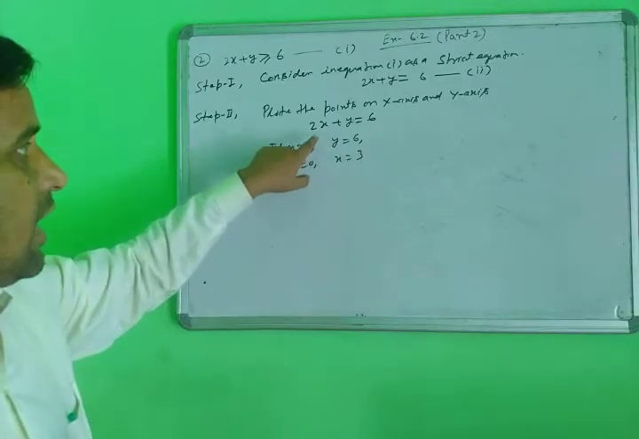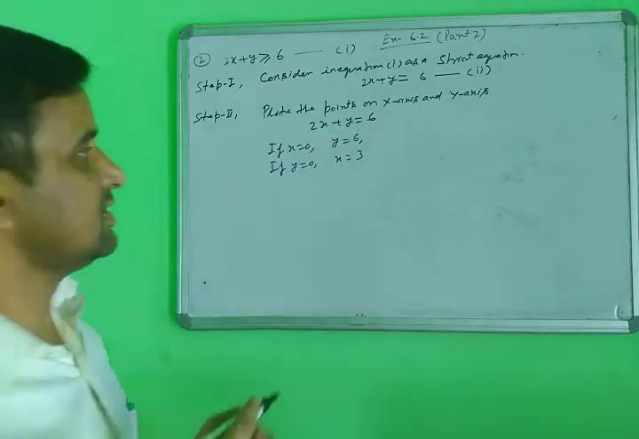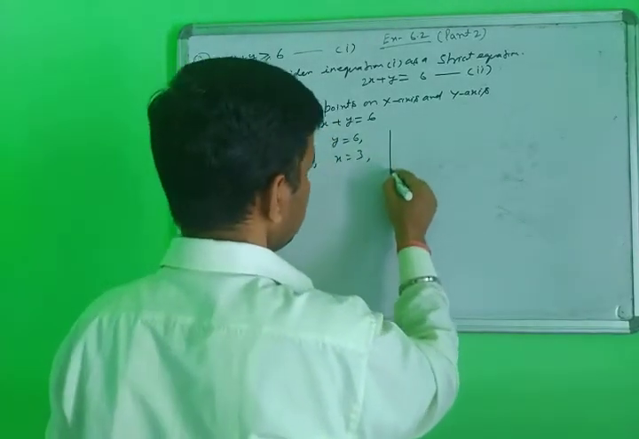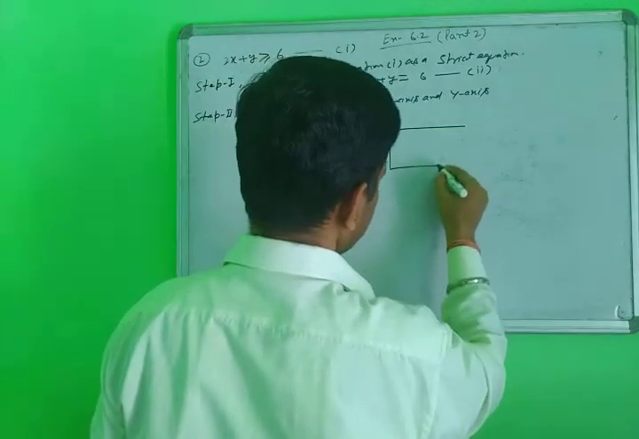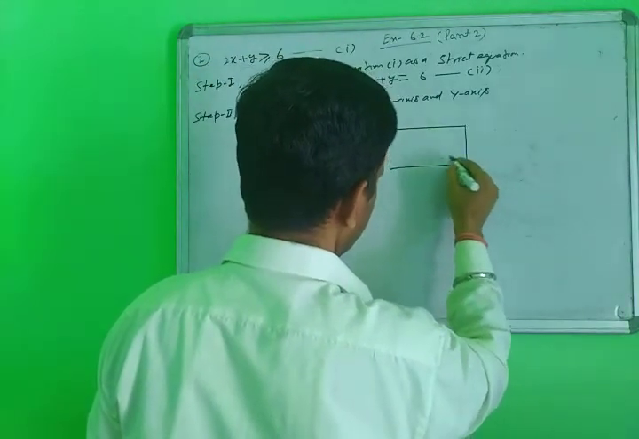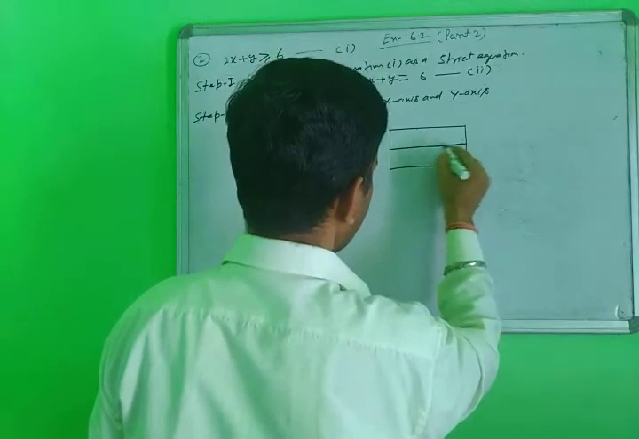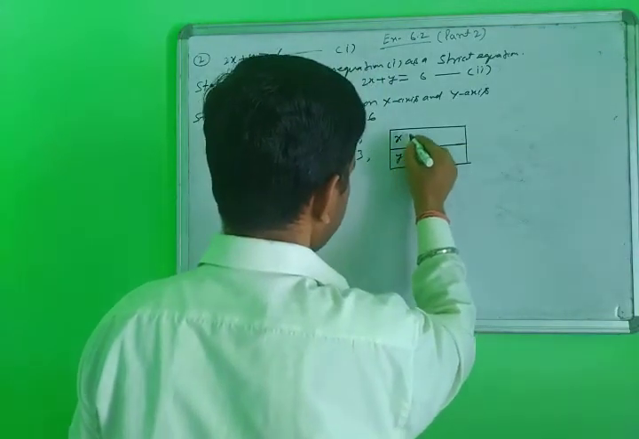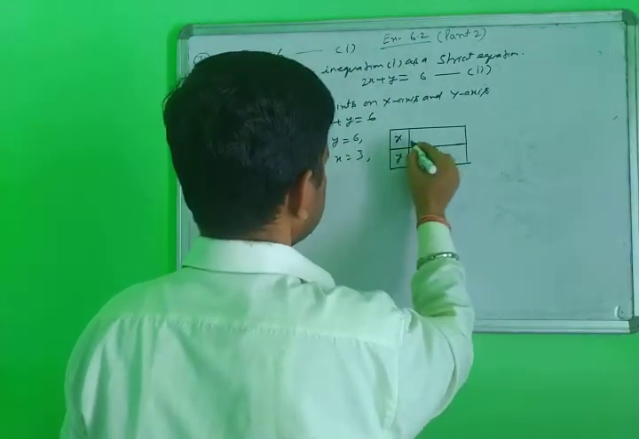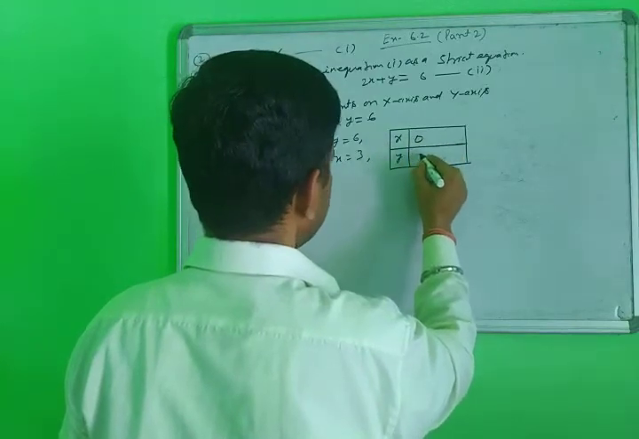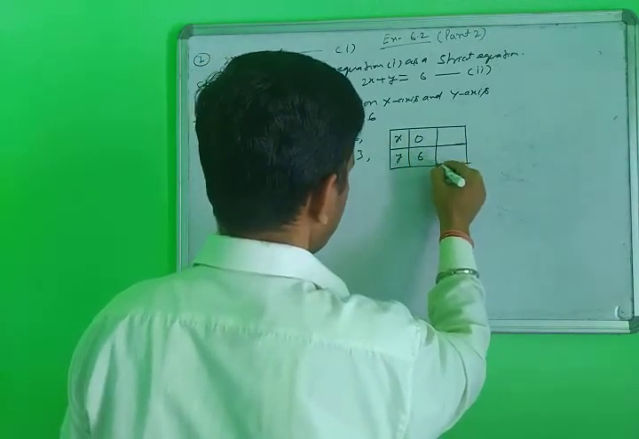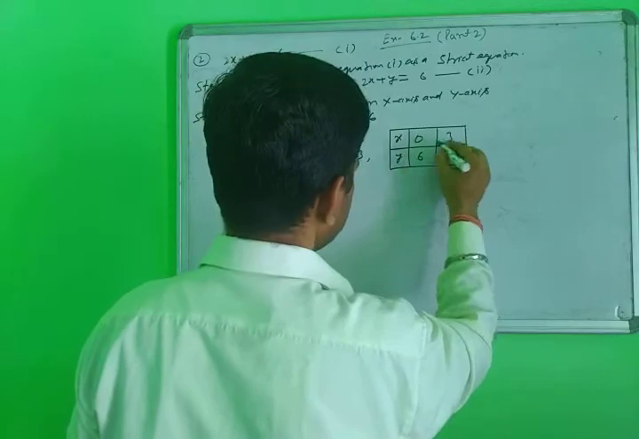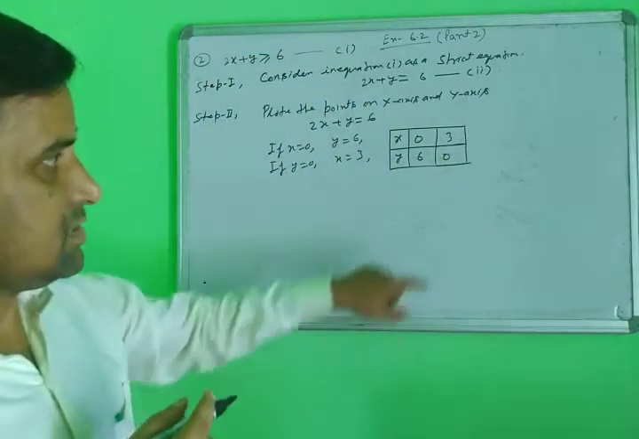When you put x equal to 0, y equals 6 directly. It means you can draw this table here, x and y. Suppose you put x equal to 0, then y equals 6; y equal to 0, then x equals 3. So these are the points.